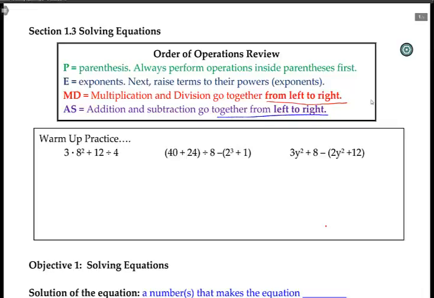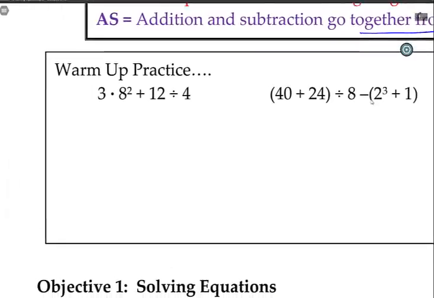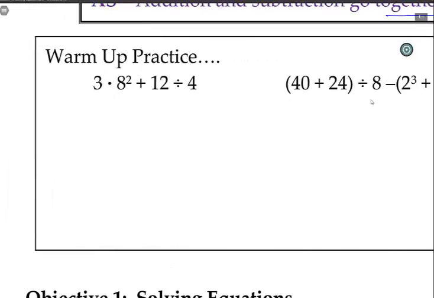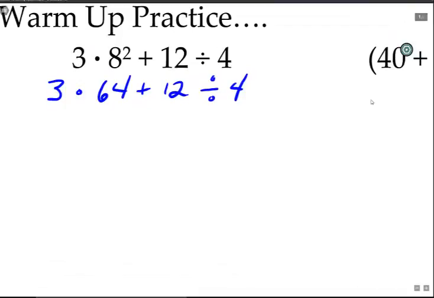So let's practice these together and walk through this as our warm-up practice. For our first one, we have 3 times 8 squared plus 12 divided by 4. We're going to do the exponents first. So 8 squared is 64. Next, we're going to do our multiplying and dividing. And so we think to ourselves, what is 3 times 64? Well, you can do this in your head. 3 times 60 is 180, and 3 times 4 is 12. So if we add 180 and 12, we'll get 192.